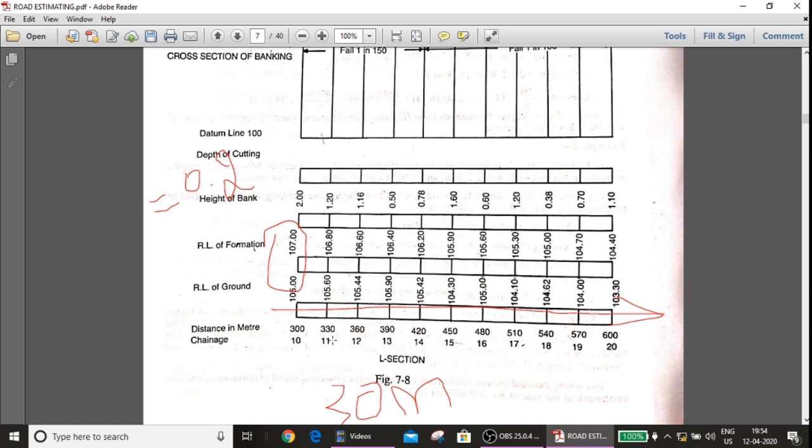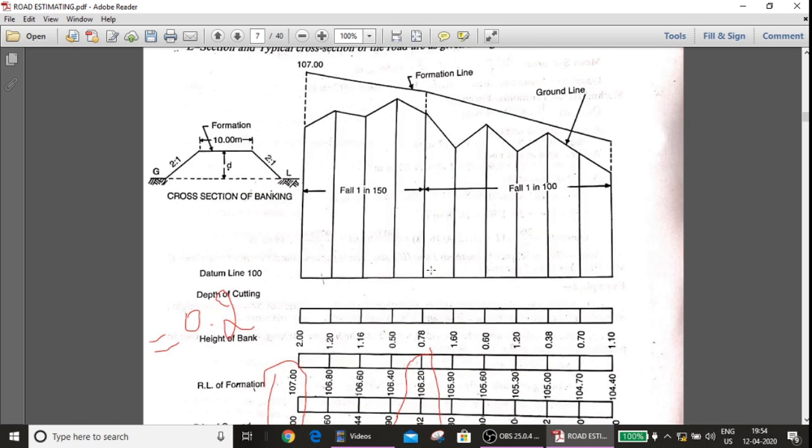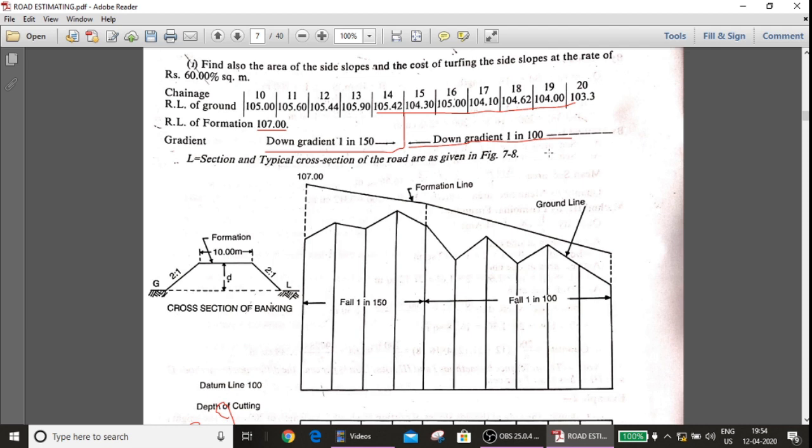11, at the chainage 11. For 12 also you have to subtract 0.2, for 13 also you have to subtract 0.2, for 14 also you have to subtract 0.2. Then after 14 they have given, after 14 the gradient is 1 in 100.